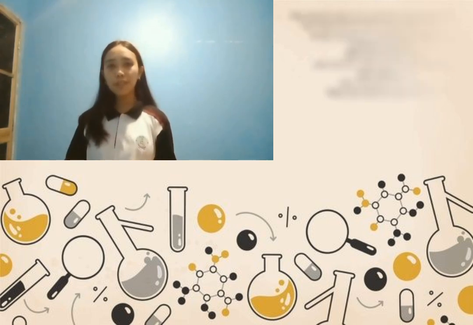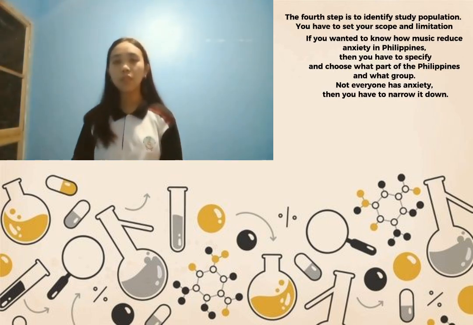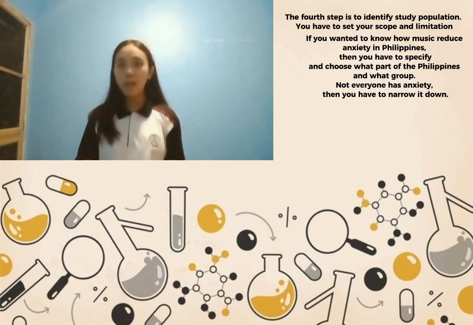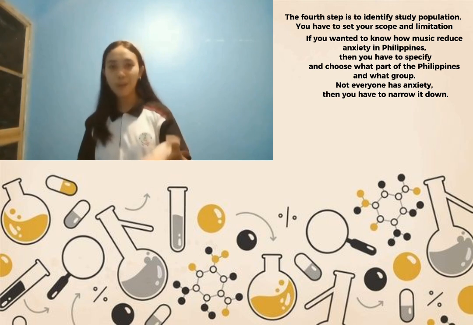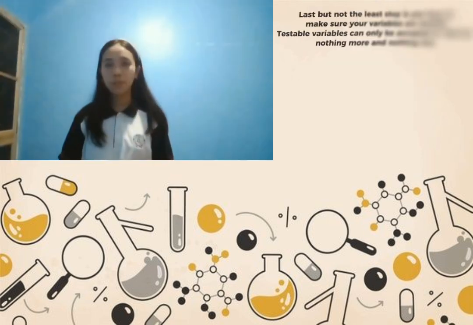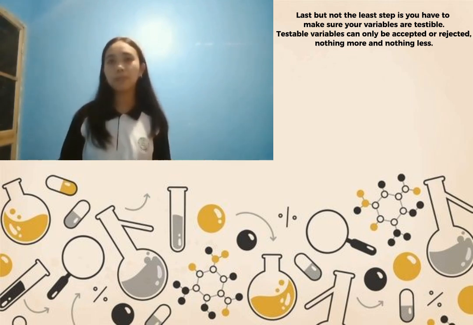The fourth step is to identify the study population. You have to set your scope and limitation. If you want to know how music reduces anxiety in the Philippines, then you have to specify and choose what part of the Philippines and what group. Not everyone has anxiety, so you have to narrow it down. What part exactly of the Philippines do I want to study? What group of people? For example, you want to know if music reduces anxiety in Laguna, particularly among the adolescents in the 2nd District of Laguna. Then you have your sample size now.